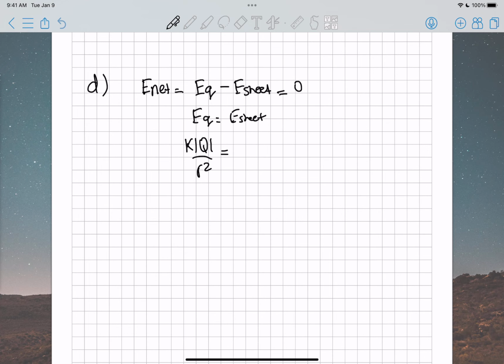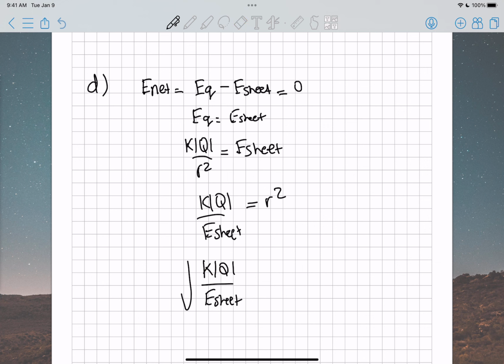But yeah, so essentially we're just solving for R here because we want to find the R distance away that point B should be. So this is E sheet. So kQ over E sheet is equal to R squared, right? And then the square root of that is equal to R, right?